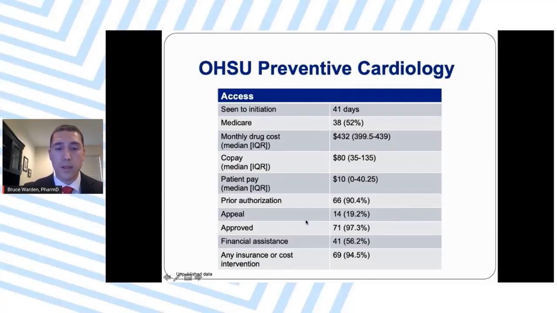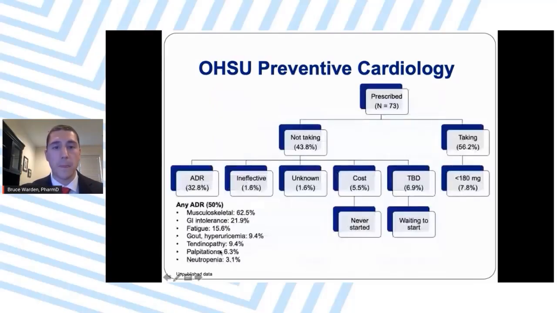With the process that we had just mentioned, approval rates were 97%. And know this, that anytime you prescribe bempedoic acid, you are going to need to have some post-prescription intervention. So almost 95% of our patients required an authorization, an appeal, or a cost-saving measure. So the process does not stop with signing the prescription.